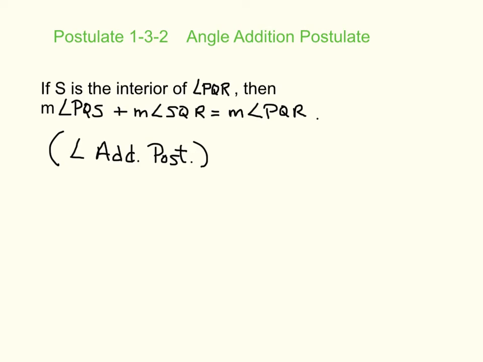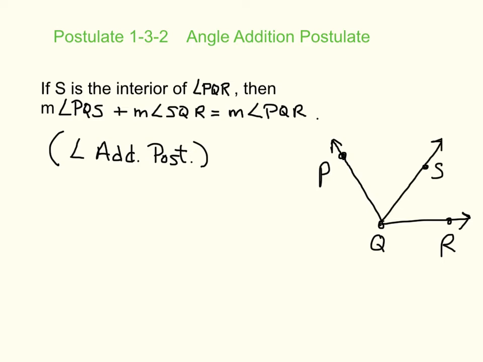If S, that means a point. So we have an angle. This angle, it says, is PQR, so we're going to name it PQR. It says S is in the interior. That's a point, so we have to have a point S. That means we have a ray here that cuts the angle into 2 other angles.